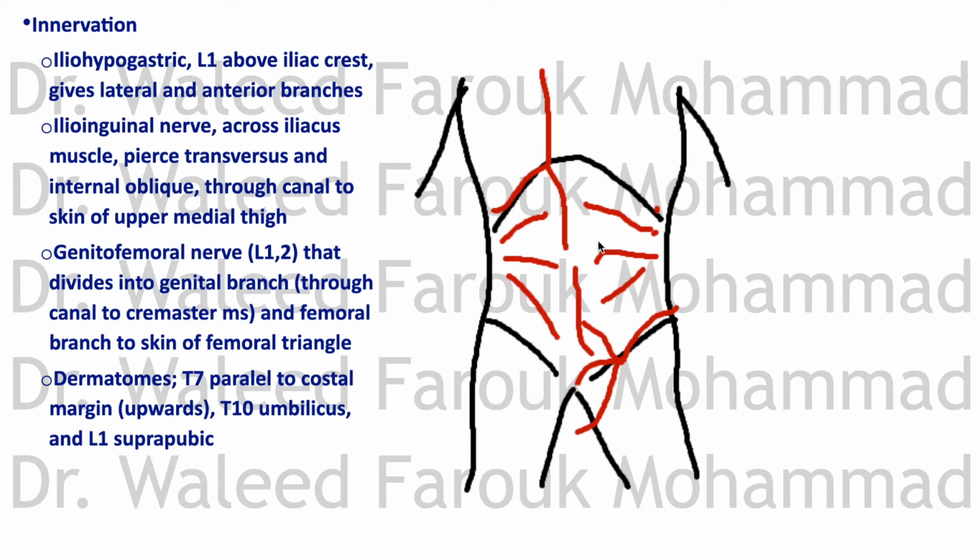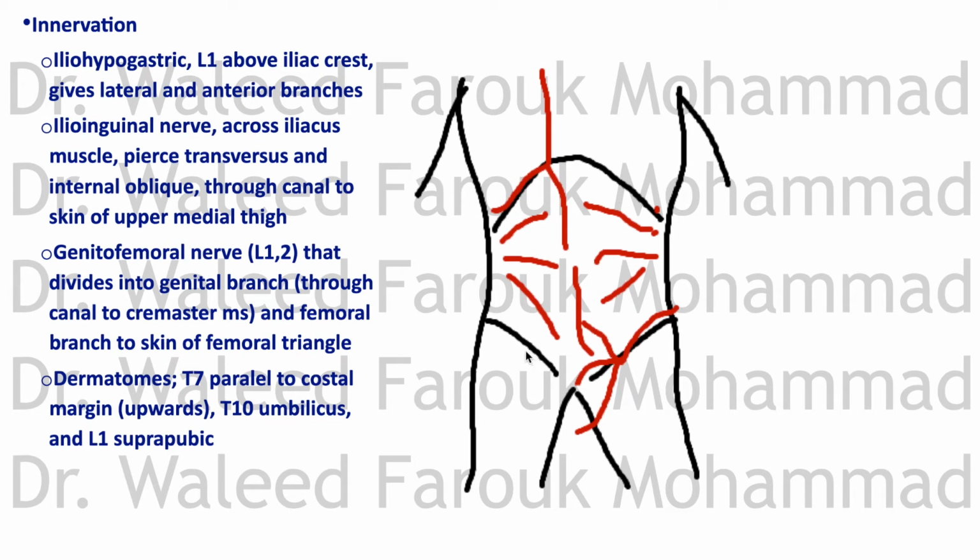We talked about the iliohypogastric and the ilioinguinal. They resemble the L1 fibers. Iliohypogastric will supply this lateral side here. Ilioinguinal will continue and supply the upper medial thigh. The genitofemoral nerve, we said it has a genital branch for the cremaster, and the femoral branch that will supply the skin over the upper medial thigh and the skin over the femoral triangle, as we will study in the thigh.